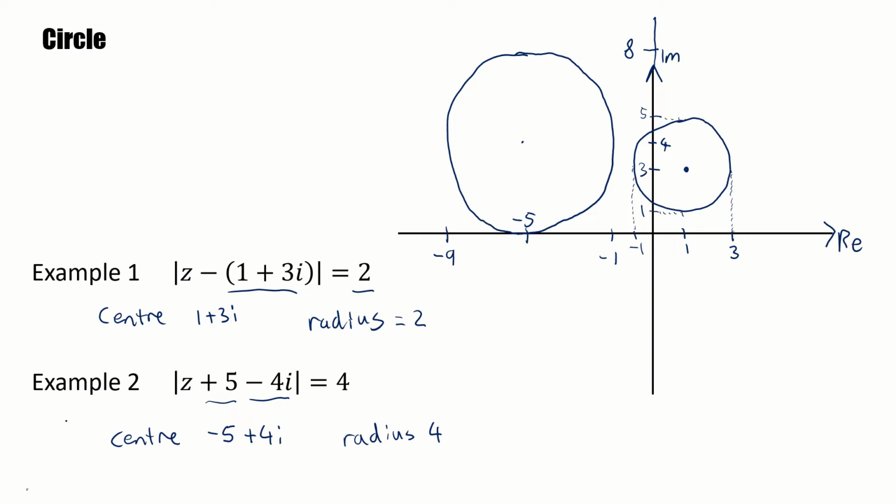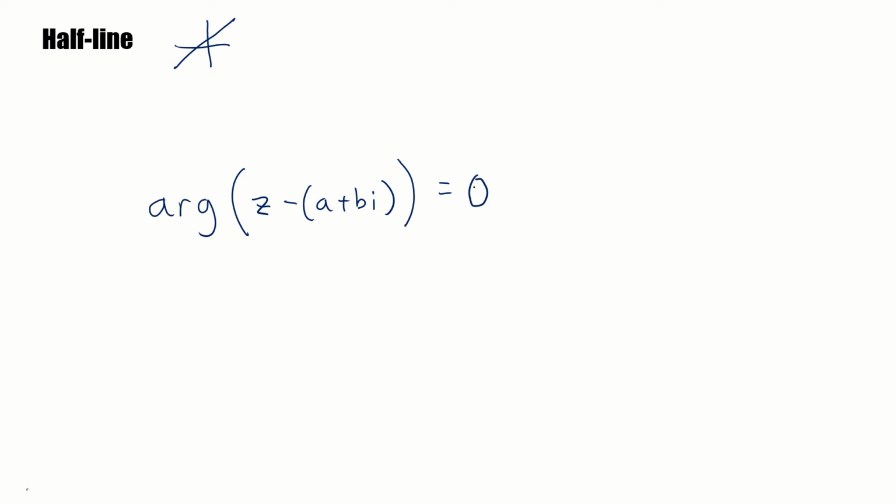On to the next set of loci, which is a locus that forms what we call a half line. It's called a half line because normally if we have a line, it extends in both directions forever at whatever angle or gradient it is going to be at. Now, if we're talking about half lines, what format will they look like for the equation? They will be an equation of the form arg of z minus a plus bi equals theta.